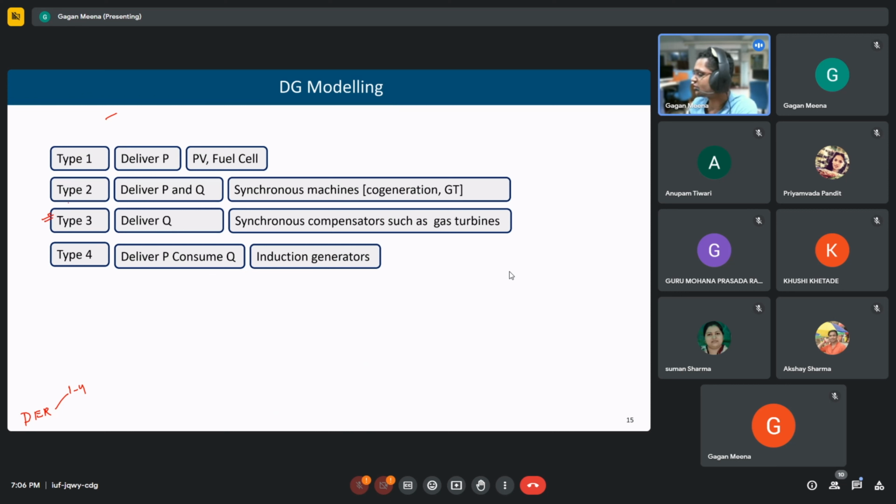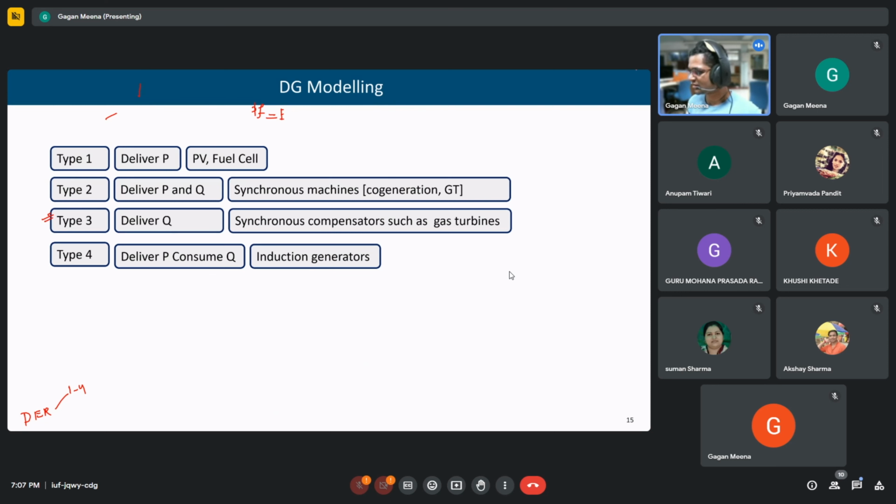Type 3 delivers only Q. So synchronous condensers or compensators, the reactive power compensators, come into this category. So if they deliver only Q, what will the power factor be? How do we define power factor? Power factor is the ratio of P and S, right? Active power by apparent power. So here it is delivering only Q. P is 0. So the power factor will become 0 because no active power is being supplied or consumed. Only reactive power is delivered.